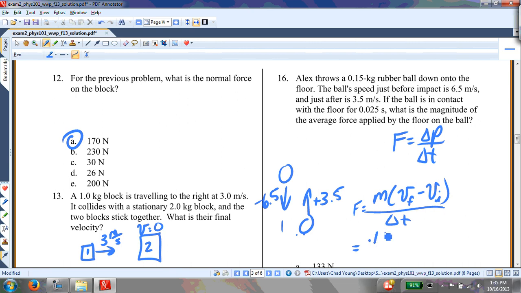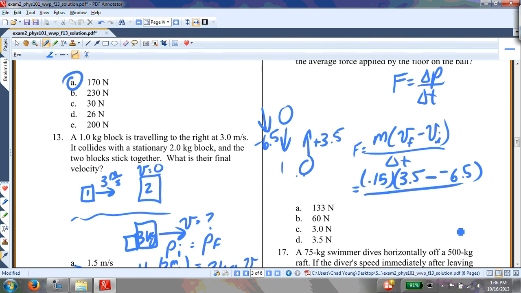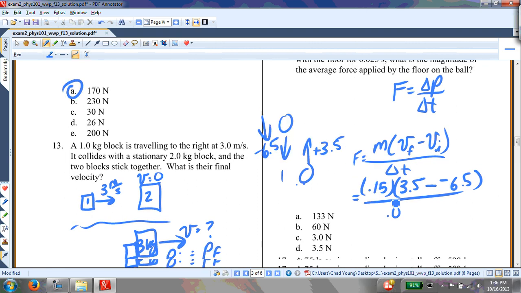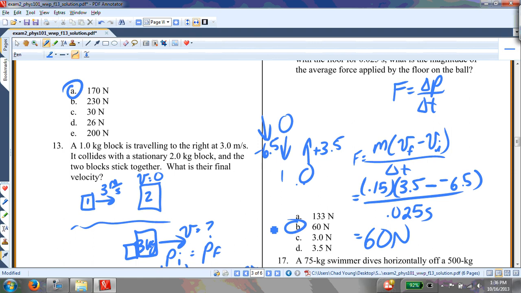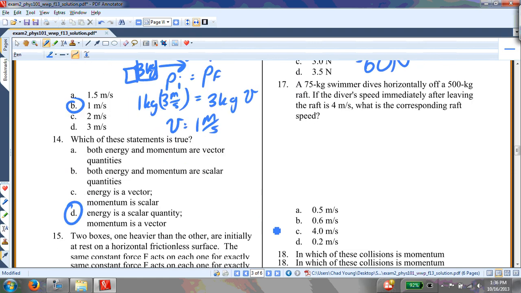It's going to be 0.15 times Vf, which is 3.5 meters per second, minus a negative 6.5. That's my initial, which was in the negative direction. So if you miss this, you probably got your signs wrong here. Over 0.025 seconds. And so that's 0.15 times 10, which is 1.5, over 0.025 is 60 newtons. So B is number 16.